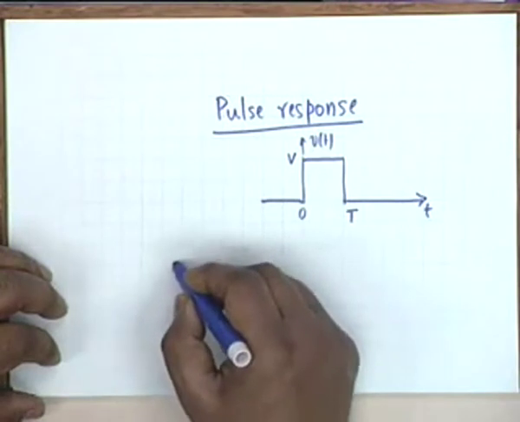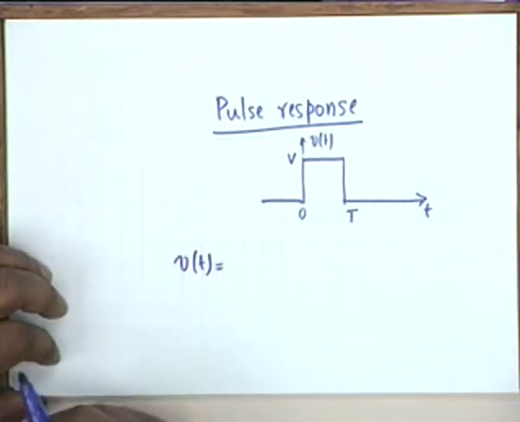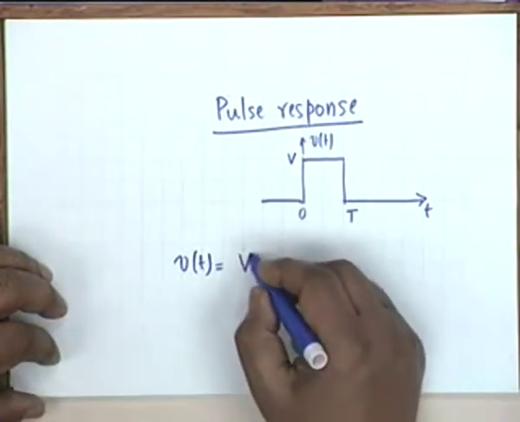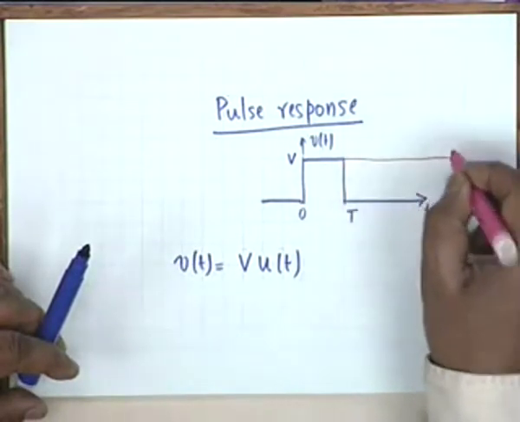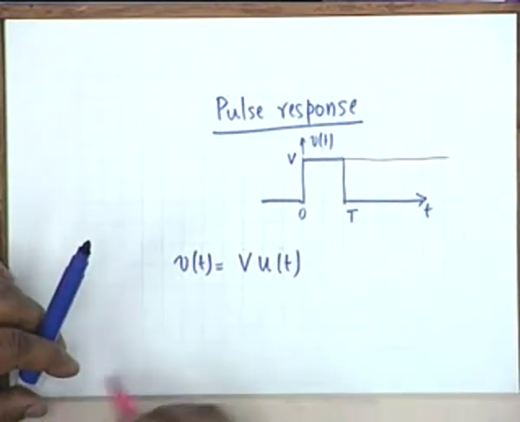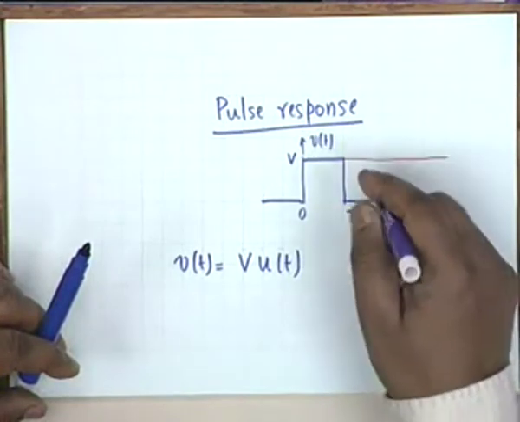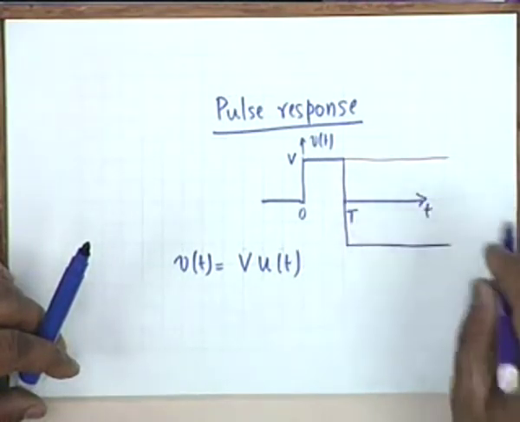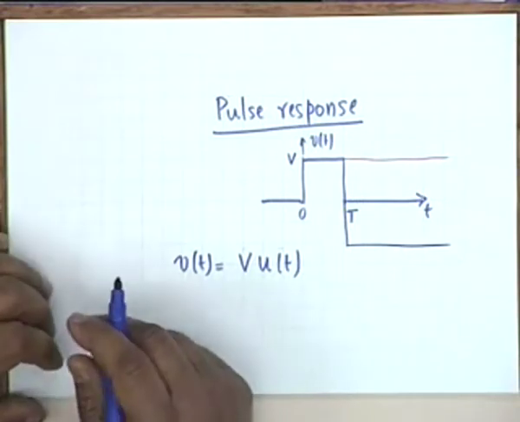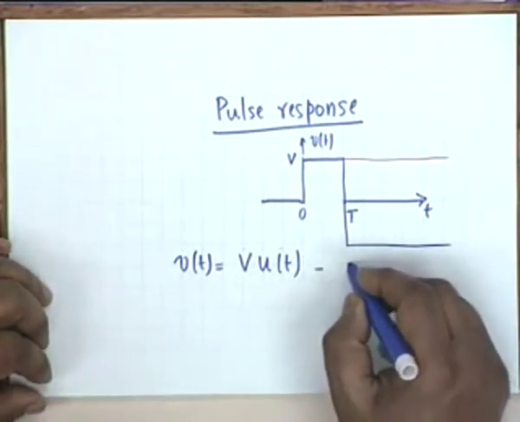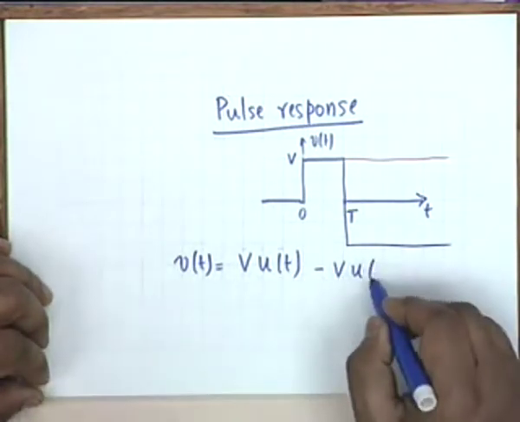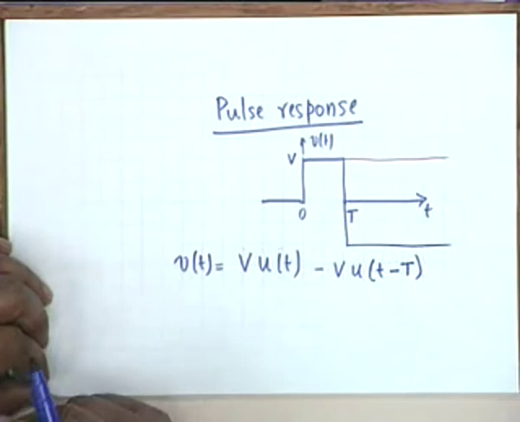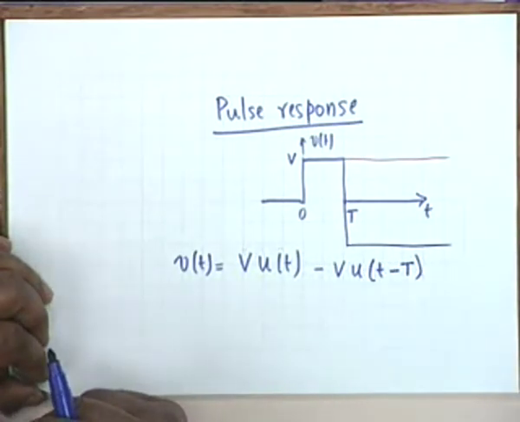But if you look at it, this voltage pulse can be written in terms of two step functions. One is capital V u(t), which is a step which goes on indefinitely, minus another step occurring at capital T. Alright, so minus V u, it does not occur at t equal to 0, it occurs at t equal to capital T, so u(t minus capital T). Is that okay?